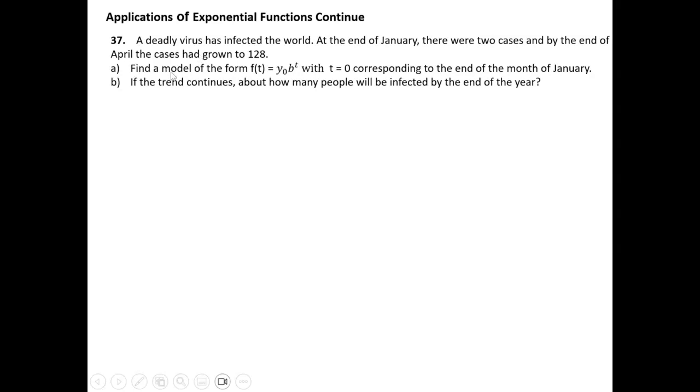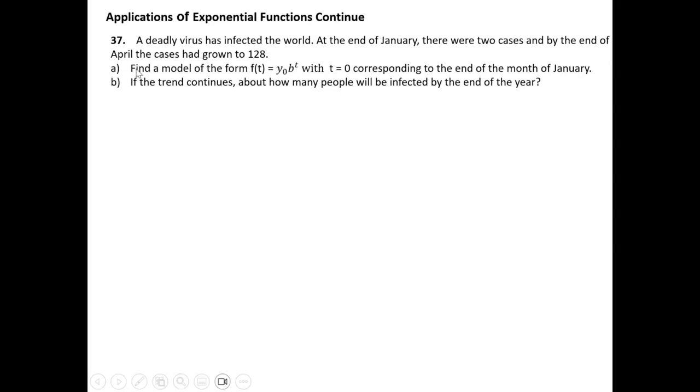So with that, we were able to come up with an exponential model in the form of y naught b to the t, with t equals 0 corresponding to the end of the month of January. Hey guys, the y naught is the initial value, same thing. Okay, so here's the problem. A deadly virus has infected the world. At the end of January, there were 2 cases, and by the end of April, the cases had grown to 128. Find a model of the form f of t equals y naught b to the t power, with t equals 0 corresponding to the end of the month of January.